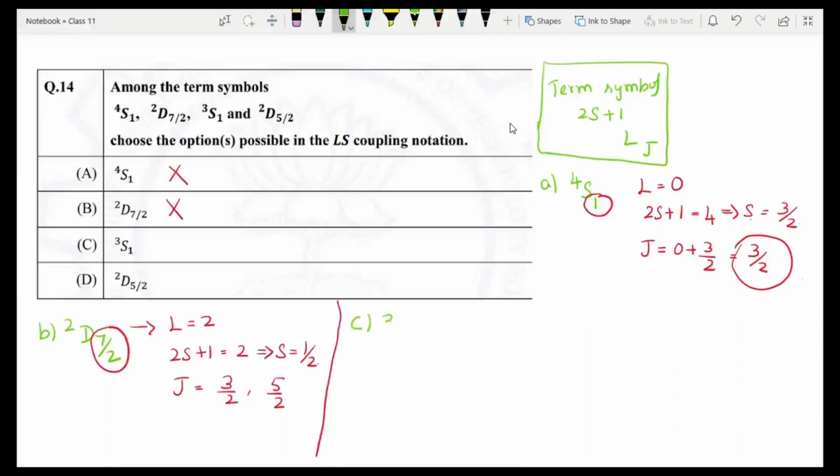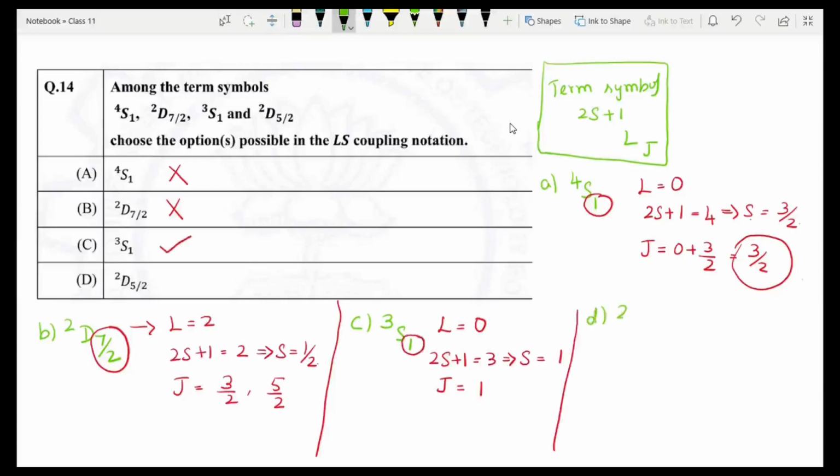C, 3S1. Here the L value is equal to 0. 2S+1 is equal to 3, which implies the S value is equal to 1. And so the J value is equal to 1. In the question also they have given 1. So this option is correct.